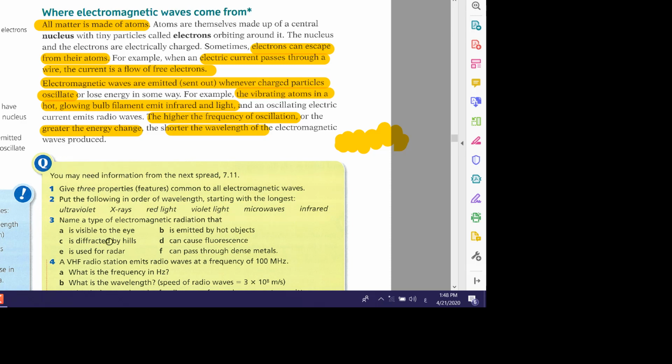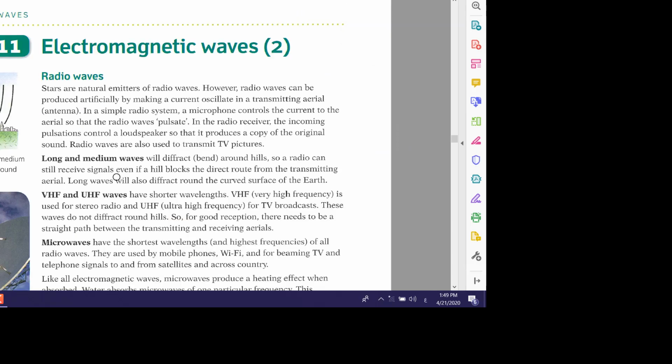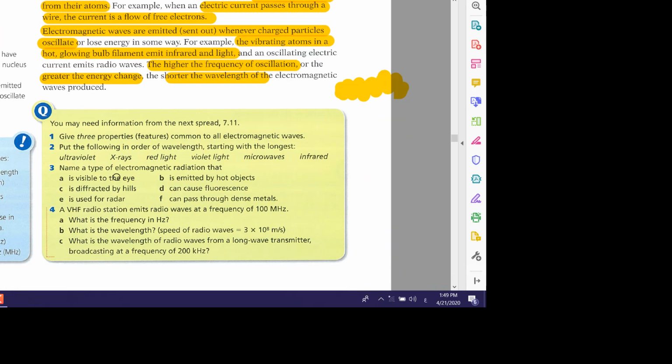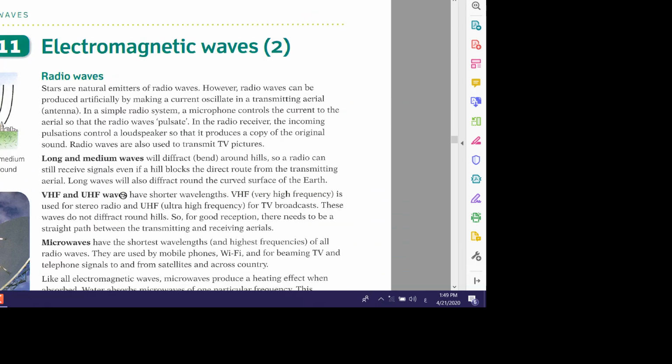C. Is diffracted by hills. If we go to the next topic, as it's given here. The question says it is diffracted by hills. So the answer is radio waves. Radio waves of long and medium wavelength diffract or bend round hills. Here is the hill, and the waves, as you can see, are diffracting or bending round the hill.